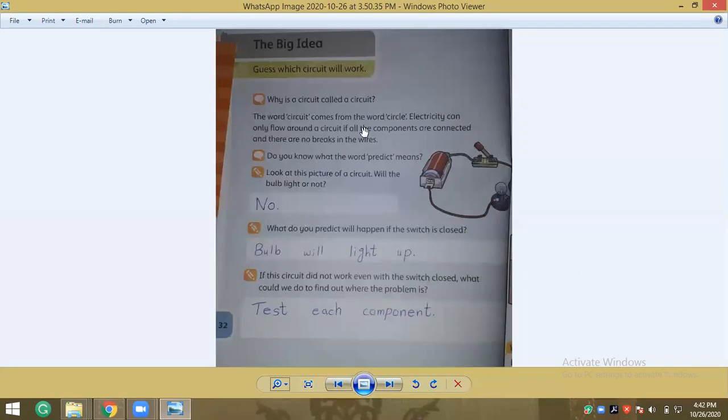Why is a circuit called a circuit? Ustad. Yes, Batal.